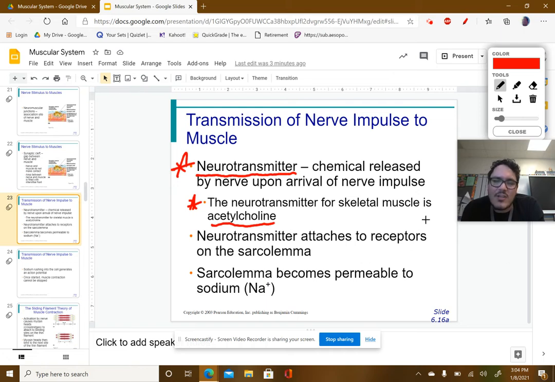The neurotransmitter will attach itself to receptors of the sarcolemma, which is the plasma membrane of the muscle fiber. The sarcolemma becomes permeable to sodium. Permeable meaning it allows for these ions to flow through. Imagine like a gate opening up.